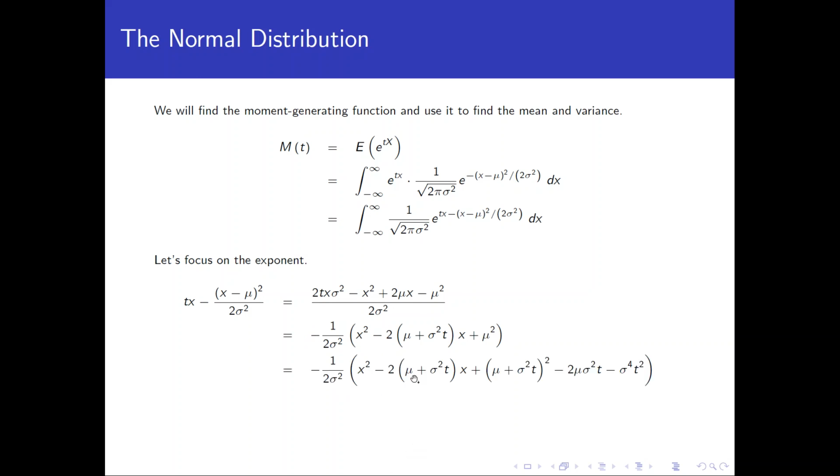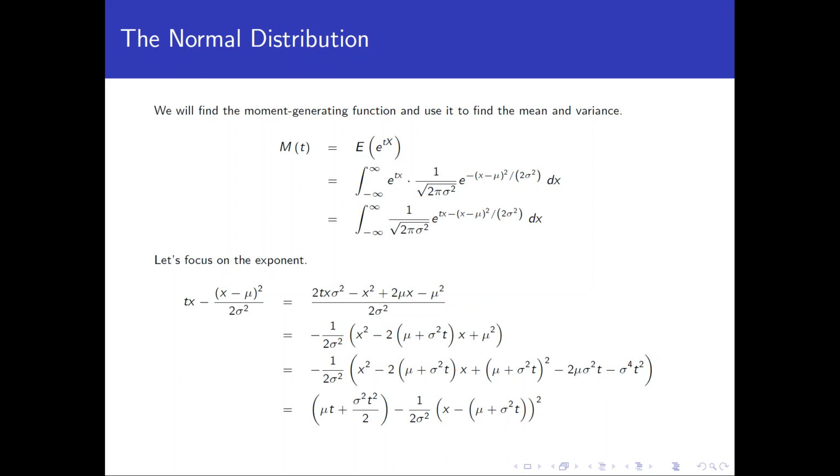Now we're going to complete the square here in the exponent. So remember, to complete the square, we take half the coefficient on the x and square it. That's where this mu plus sigma squared t squared is coming from. Now, of course, I can't just randomly stick this in here and not make sure things are equal. If you square this part out, you'll get a mu squared, which we have. But we'll also get a 2 mu sigma squared t and a sigma to the 4th t squared, which we don't have. So I need to subtract that off the end here to keep everything equal.